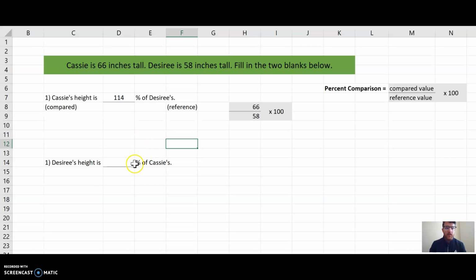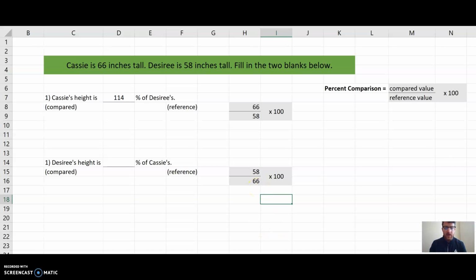Now, for the second problem, we're just going to swap these. Instead of comparing Cassie to Desiree, we're going to compare Desiree to Cassie. So Desiree becomes the compared value, and Cassie becomes the reference value. I copy this again. Here's our formula. Let me delete the numbers out. Desiree is the compared, so she goes on top, so that's 58. And Cassie is the reference, so that goes on bottom, right? We're just swapping the two numbers because of the order of the comparison.